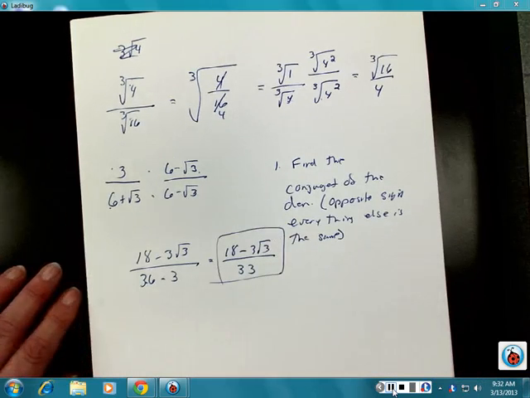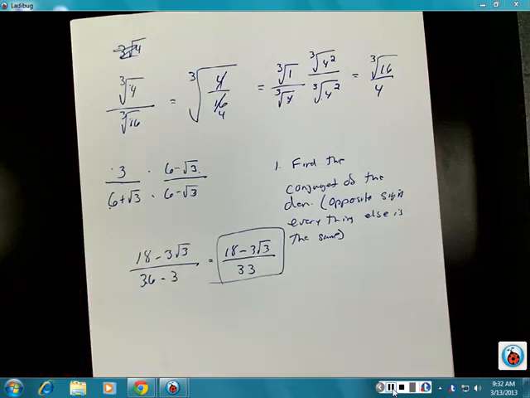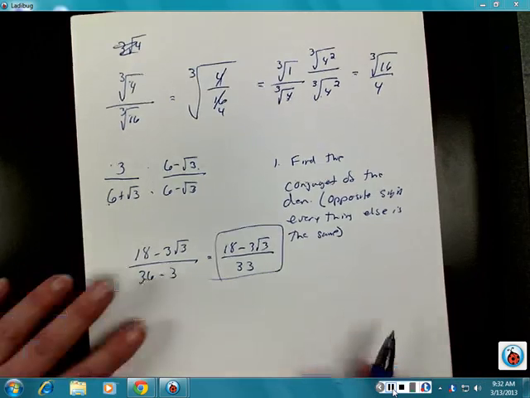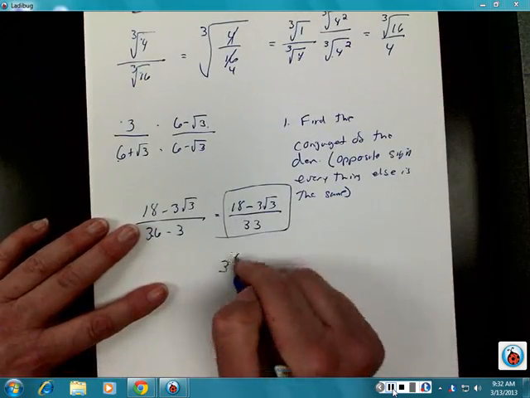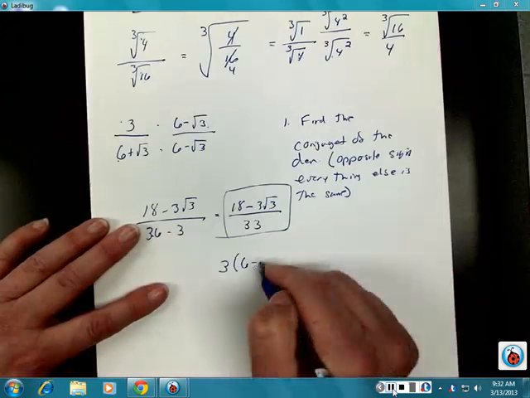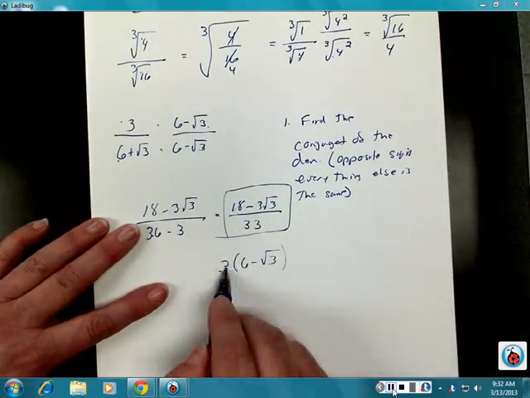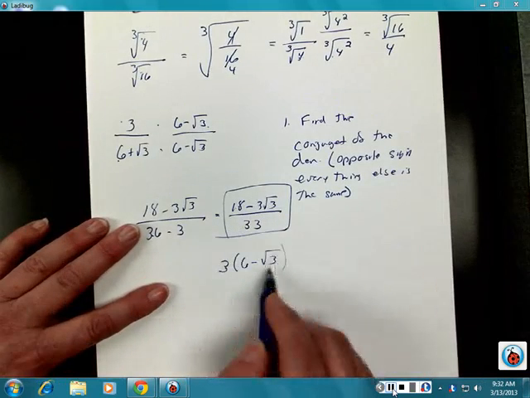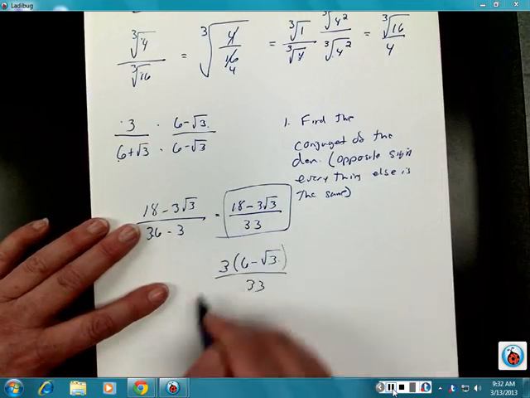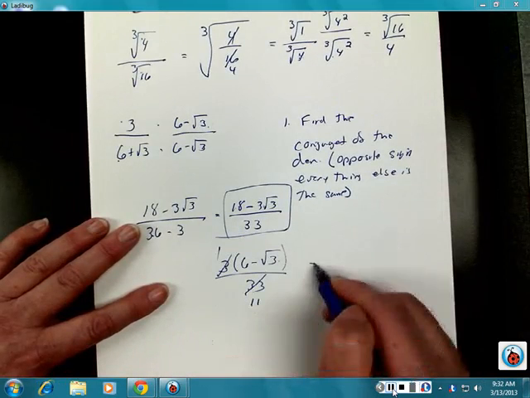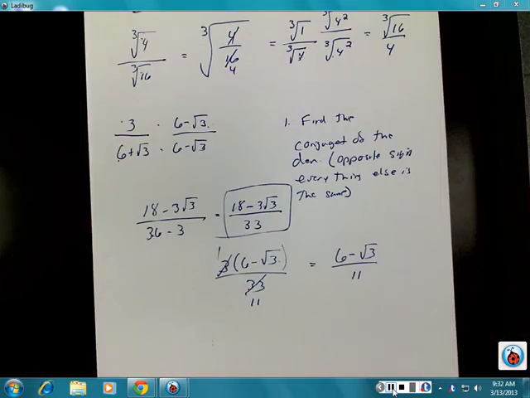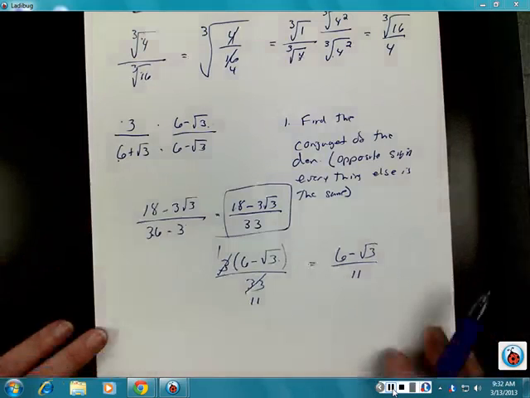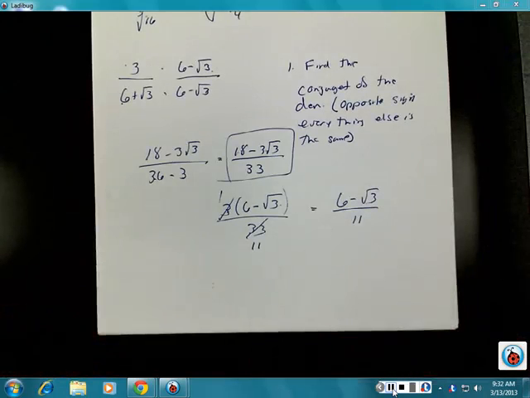But you type this whole thing into Hawkes, and Hawkes is going to come back and say, not simplified. And it's not simplified because notice in these numbers, 18 and 3, you can pull out a 3. 6 minus the square root of 3 when I pull out my 3. 3 out of 18 is 6, 3 out of 3 the square root of 3 is the square root of 3, all over 33. These cancel. So my true answer is 6 minus the square root of 3, all over 11. So you have to go back and simplify them. You can't leave them not simplified.